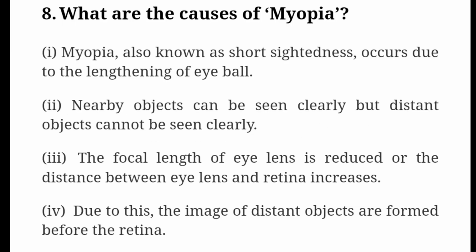Eighth question, what are the causes of myopia? First point, myopia, also known as short-sightedness, occurs due to the lengthening of eyeball. And second point, nearby objects can be seen clearly but distant objects cannot be seen clearly. Third point, the focal length of the eye lens is reduced or the distance between eye lens and retina increases. And fourth point, due to this, the image of distant objects is formed before the retina.